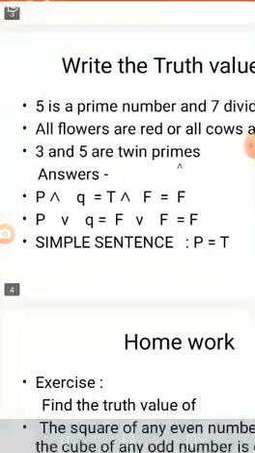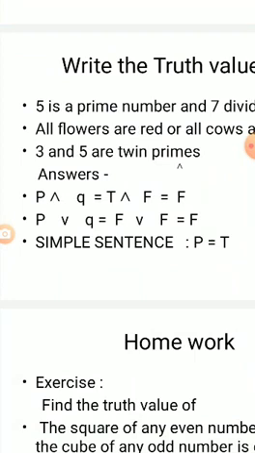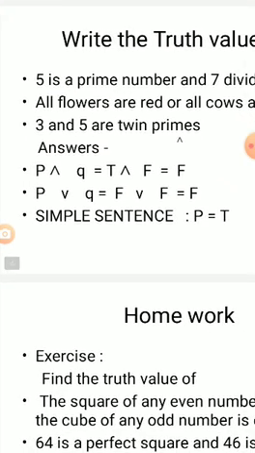Now, one more question. 3 and 5 are twin primes. Is it a compound statement? No, it is not a compound statement, though it contains and. It is a simple statement. And what is its truth value? T, because it is always true. 3 and 5 are twin primes.